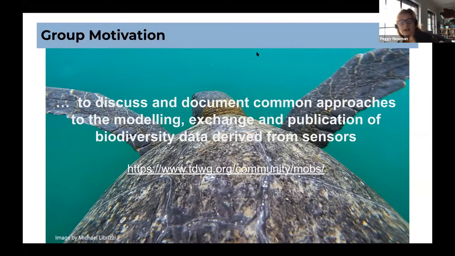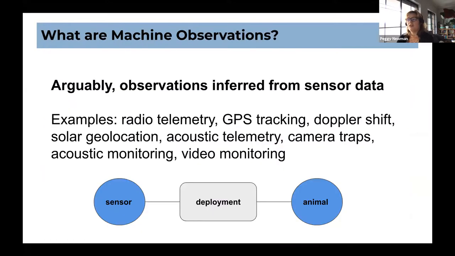So our group started with the motivation to discuss and document common approaches to the modelling, exchange and publication of biodiversity data derived from sensors. There's a link there, and that's all the way through our materials to our group charter, if you'd like to go and have a look.